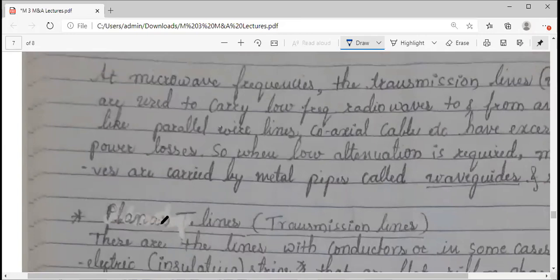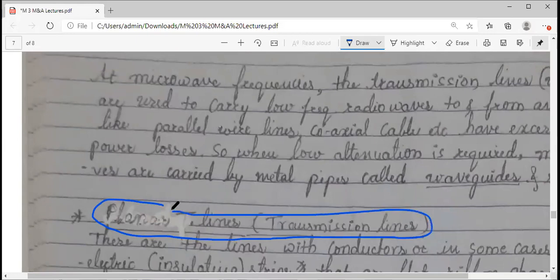Hope you have understood about the transmission lines. We have to now look at the planar lines.